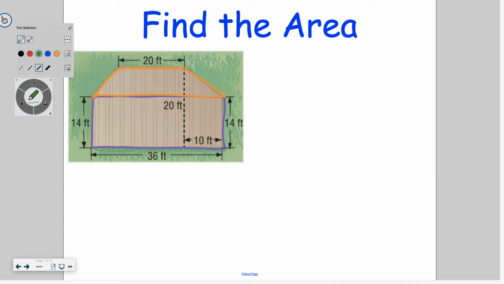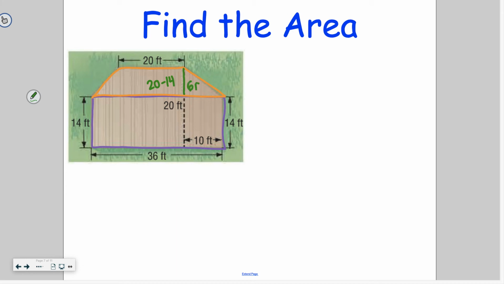So the one measurement we're missing then is the height of this trapezoid. If the whole height was 20 and the rectangle height was 14, I've got my height is 20 minus 14, or 6 feet, because then this portion down here is just 14 feet.